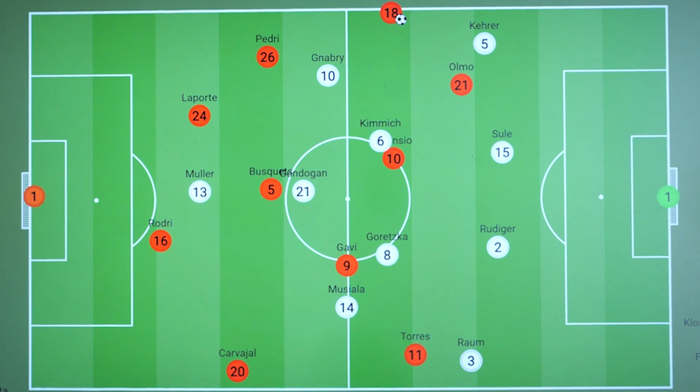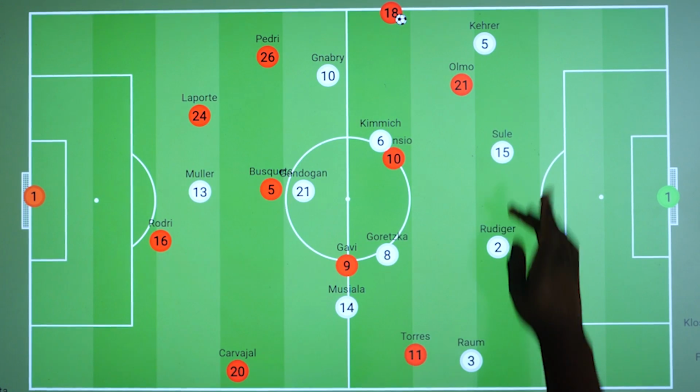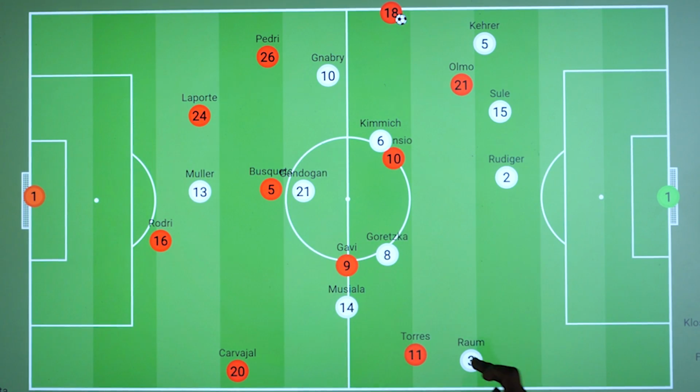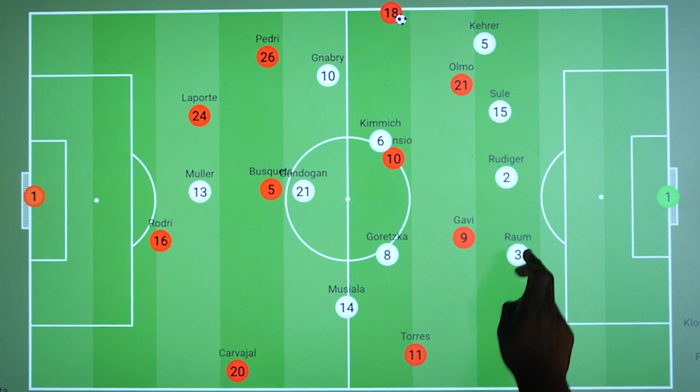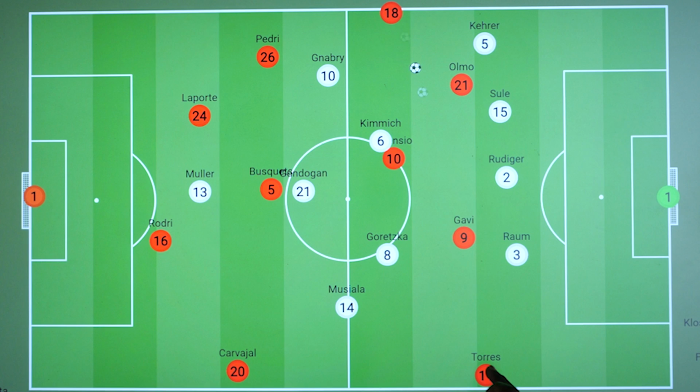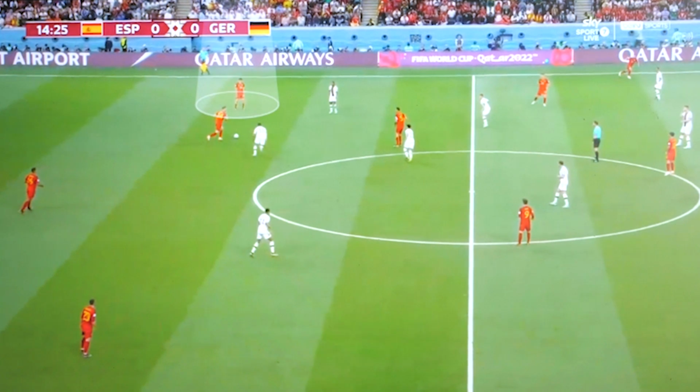And this general left-hand side overload would also force Germany to shift across, and Gavi would often look to push into the half space, drawing in Raum and allowing Spain to complete the switch. So Pedri has dropped deeper in the build-up, and it is Gnabry who is drawn towards him.